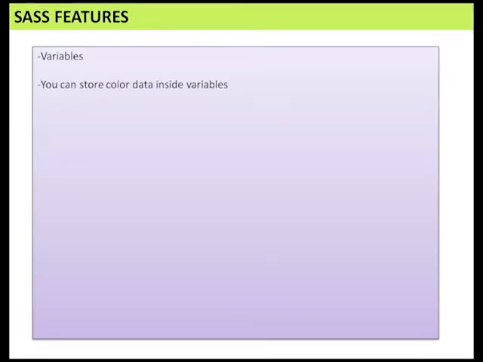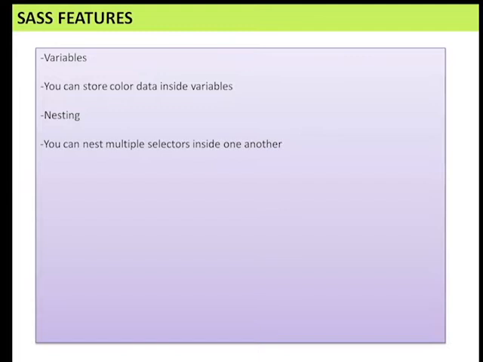Now let's look at some features of Sass. First of all, Sass contains variables. You know that a variable is a container which is used to store data. Just like this, we can store data in our Sass variables as well. You can store color information with the help of Sass. Now the next feature is operators. Operators are basically used to perform mathematical operations, such as addition, subtraction, multiplication and division. Just like this, you can also perform mathematical operations with the help of operators in Sass.